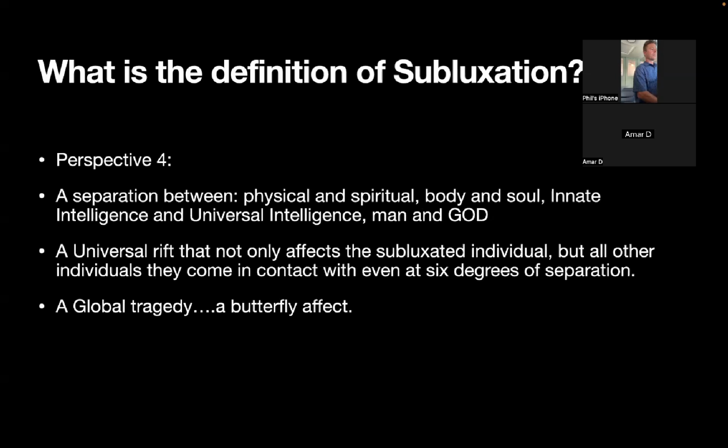So now, think about it this way, it becomes a universal rift that not only affects the subluxated individual. If one person has a subluxation, it impedes their function, their potential, and their full creativity as a human being. They don't become the person that God intended them to be. So now, not only does it affect them, it affects all the other individuals that they come in contact with, and individuals that they would come in contact with.